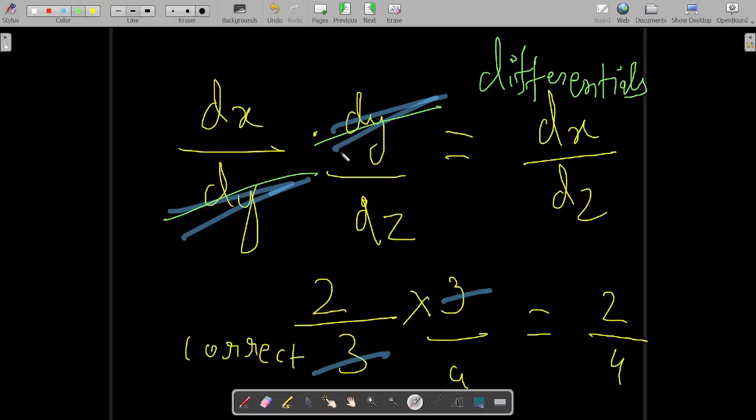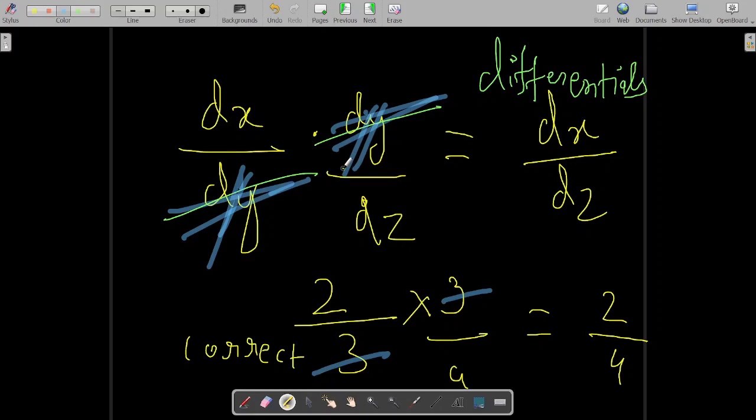They will ask you whether this dy and dy have cancelled each other or not. If your concepts are clear, you will clearly say that dy and dy cancelling each other is a wrong concept, because dy is a differential, so we cannot say that they are cancelling each other. We can only say that dx by dy into dy by dz equals dx by dz. This is how you have to answer the question in the interview.